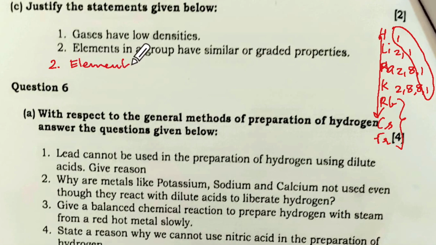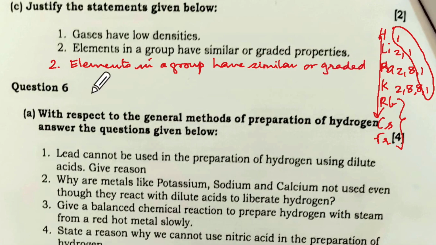So what you will say: elements in a group, write the full statement because you don't have the question, have similar or graded properties. Now, did they say chemical properties? No. Did they say physical properties? No. So similar will be chemical, and graded will be physical properties. Understanding?